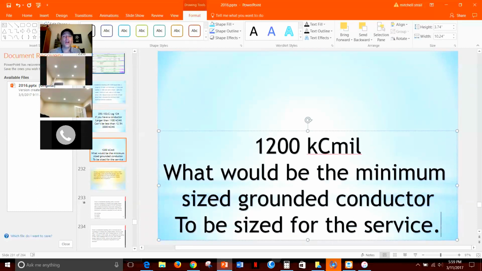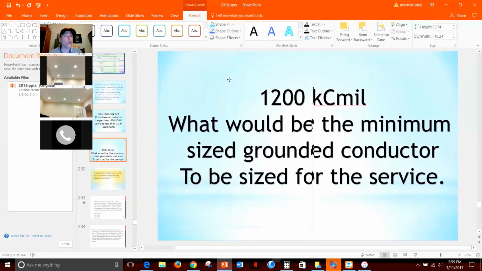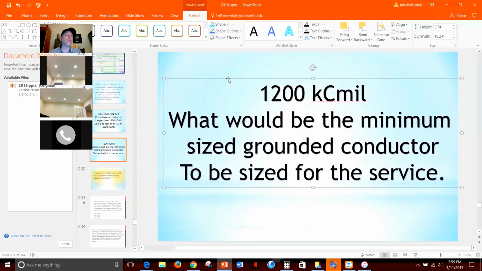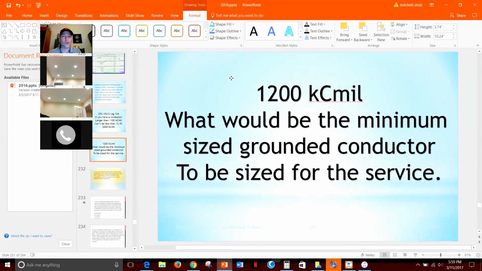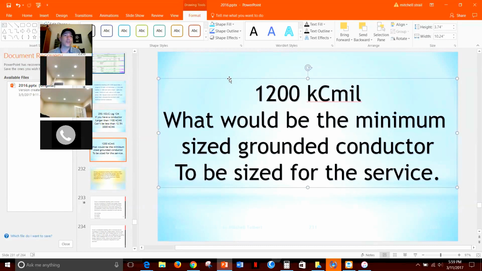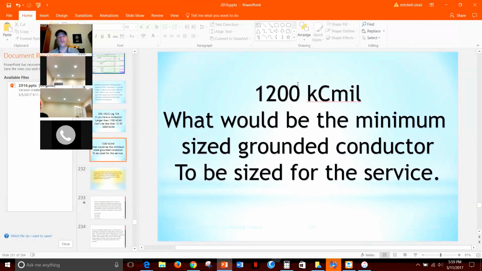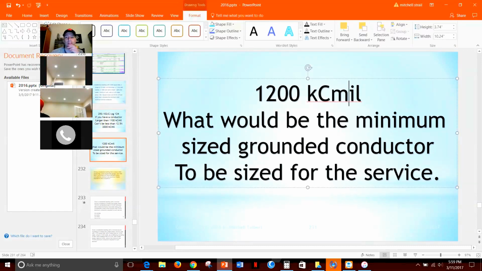All right, and that's assuming that your calculated loads are going to be less than this calculation. If your calculated loads are more, then this calculation would not be used. It would be whatever your calculated value size would be based on whatever wire size you manually calculated out. So you would just have to always keep your load requirements in mind. This is just a minimum size, notwithstanding load calculations. All right, so 1200 kcmil, do the math for me real quick and tell me what that comes out to be?